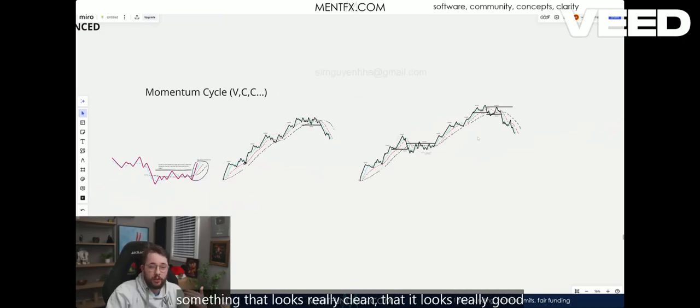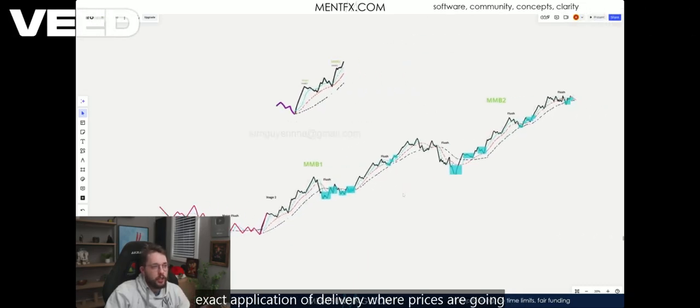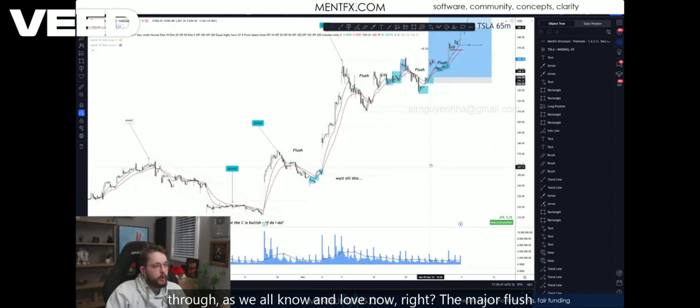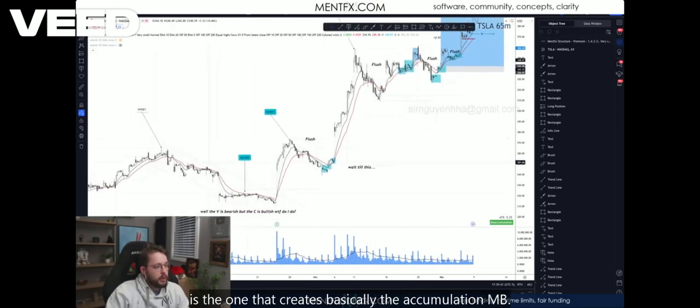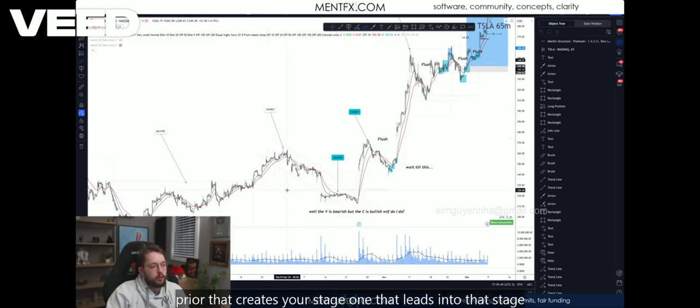The fact that this exact kind of thing is playing out on something that looks really clean, in reference to what I've studied and learned about markets and the case studies I've done, led to this exact application of delivery, where, as we all know and love now, the major flush is the one that creates the accumulation MB. That's the major flush. That creates your anticipation of the higher lows and all the stuff you learned prior.